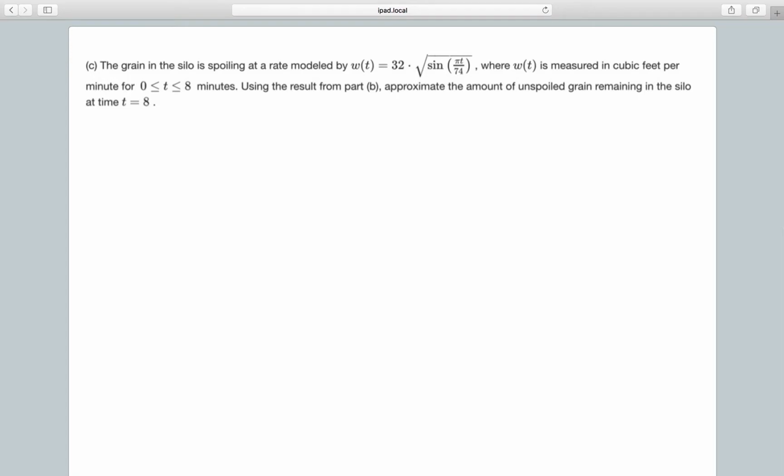All right, so first, we're going to use our answer from part B, which was 160.8. So that's our approximation for the total amount of grain. And then we're going to subtract off the amount of grain that has spoiled over those 8 minutes, which we'll find from the integral from 0 to 8 of that function W of t dt. So this should be done in your calculator.